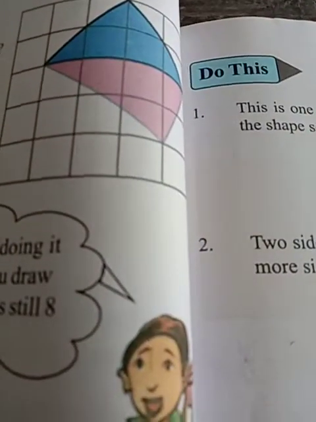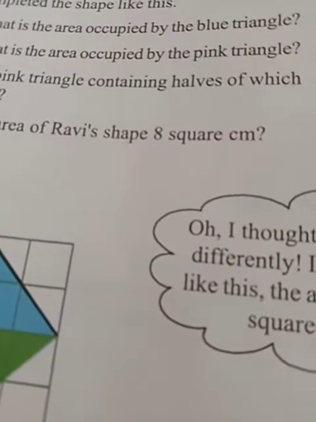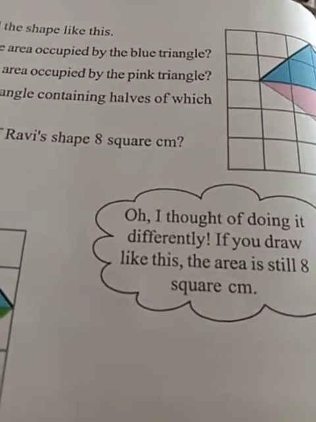Ravi completed the shape like this only. See. What is the area occupied by the blue triangle? And what is the area occupied by the pink triangle? You find it, okay, children? This and this also you find it. Next one. Here, see. Try this. Can you think of some other ways of completing the shape such that its area is 8 square centimeters?